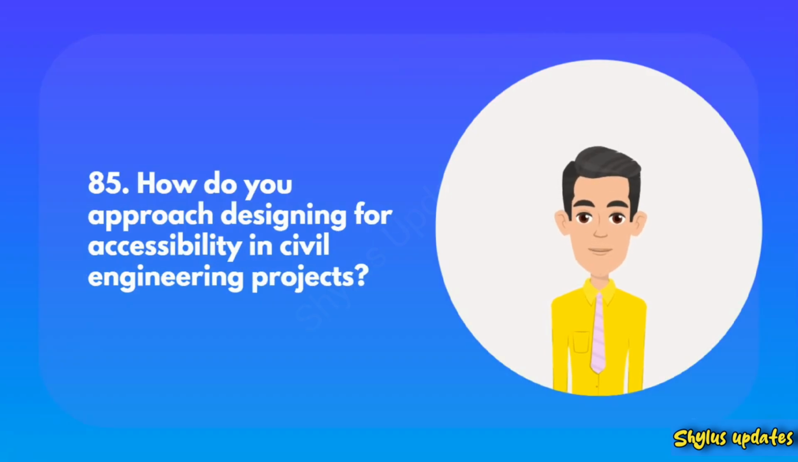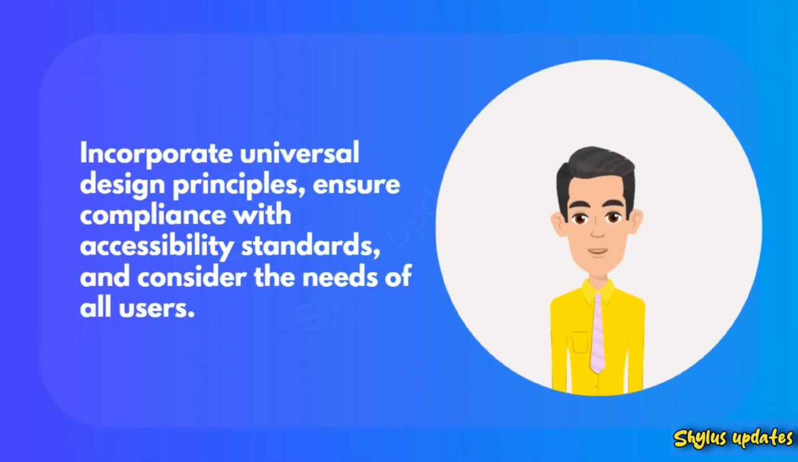85. How do you approach designing for accessibility in civil engineering projects? Incorporate universal design principles, ensure compliance with accessibility standards, and consider the needs of all users.